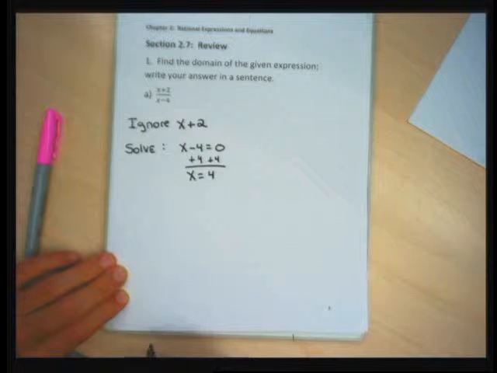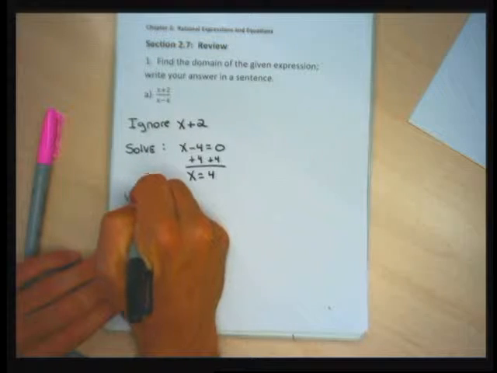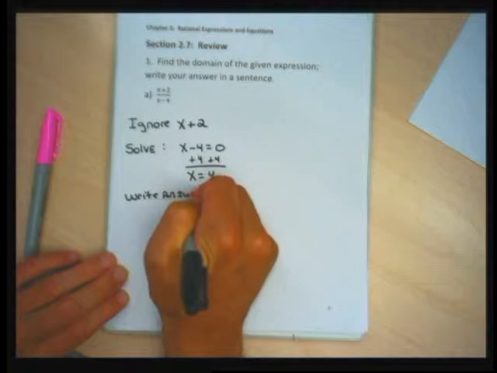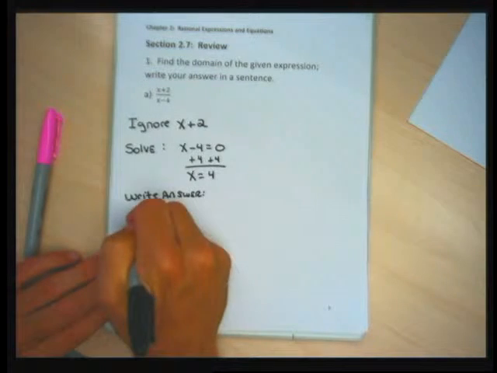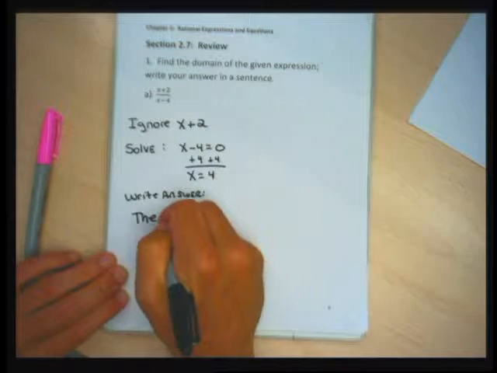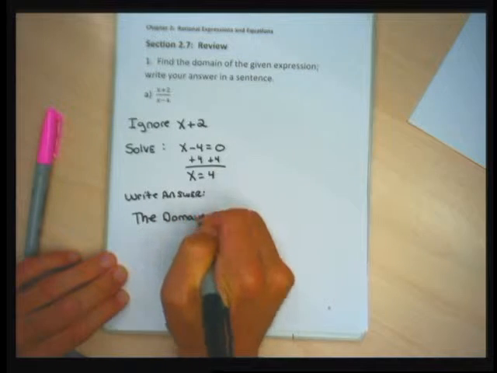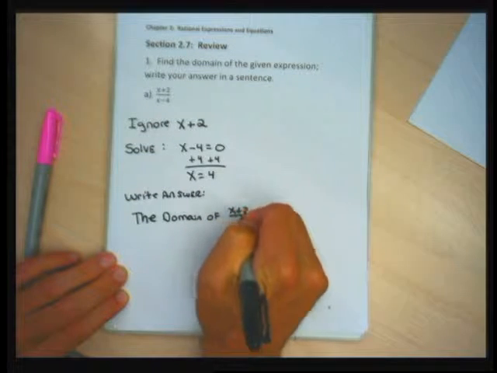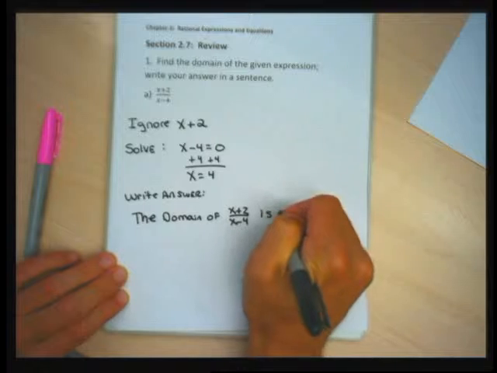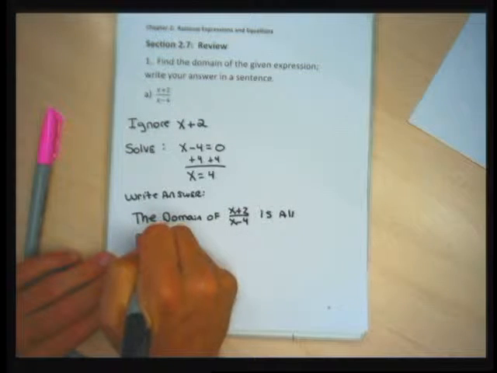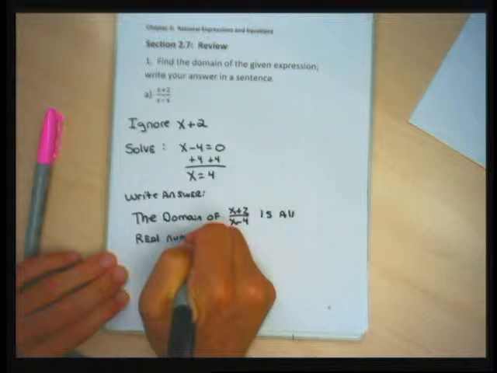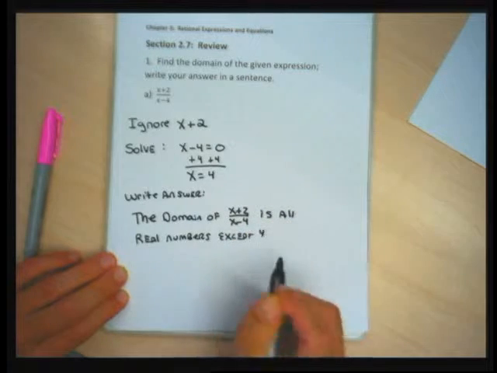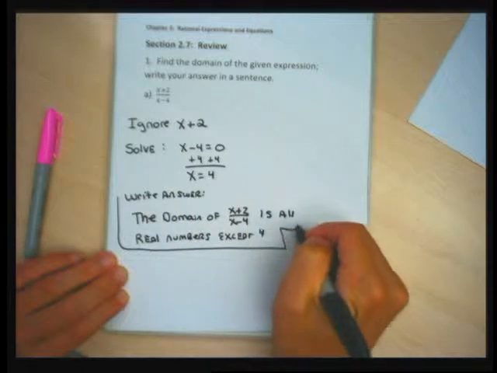So I ignored the x plus 2, I solved the denominator equal to 0, and now I'm going to write my answer. And I was asked to write the domain in a sentence, so I'll do that. I'll do exactly what my instructions ask for. So I'm going to say the domain of x plus 2 over x minus 4 is all real numbers except 4. So this is specifically what's asked for.